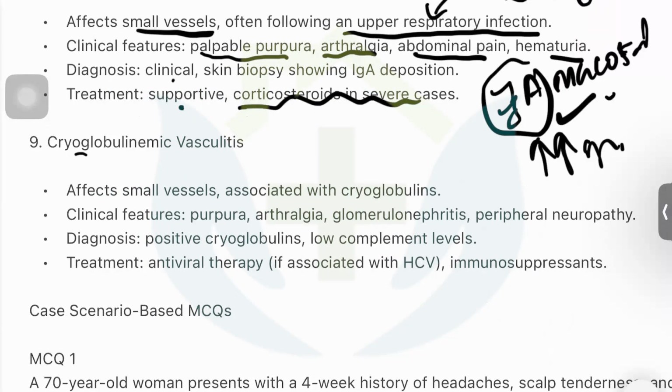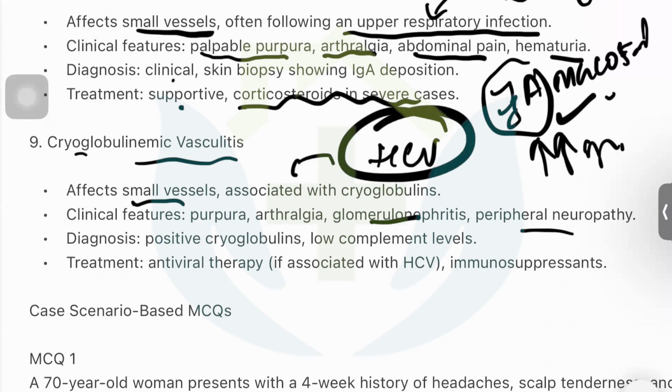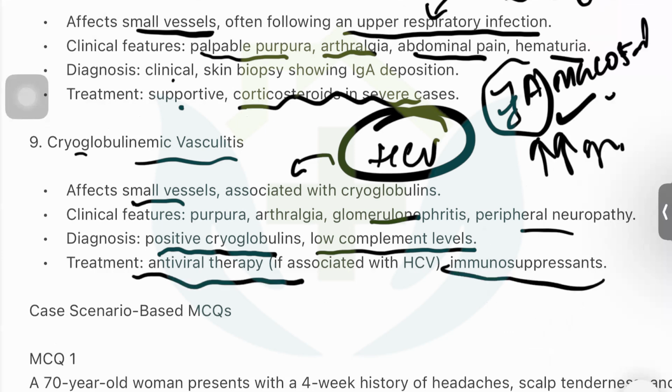Then comes cryoglobulinemic vasculitis. These are cryoglobulins which precipitate in the colder parts of the body, affecting small vessels. So usually peripheral neuropathy, glomerulonephritis, and HCV association is important. Diagnostic: positive cryoglobulin levels. Low complements are there because the complements are eaten up during deposition in the peripheral parts of the body. Treatment is antivirals. No steroids, but you can give immunosuppressants along with antiviral therapy if it is associated with HCV, but usually they are associated with hepatitis C.